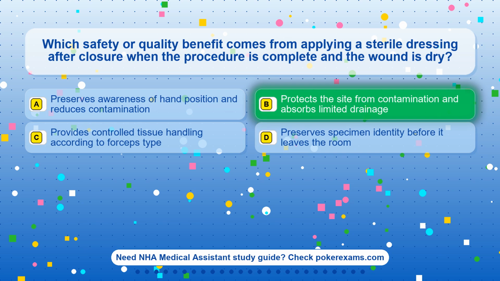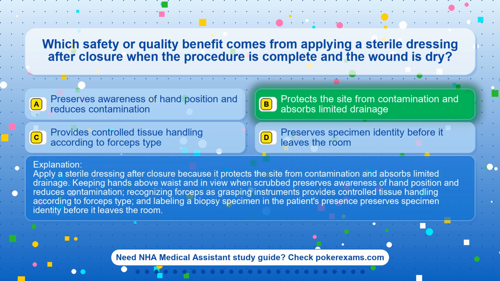The correct answer is option B. Protects the site from contamination and absorbs limited drainage. Apply a sterile dressing after closure because it protects the site from contamination and absorbs limited drainage. Keeping hands above waist and in view when scrubbed preserves awareness of hand position and reduces contamination.